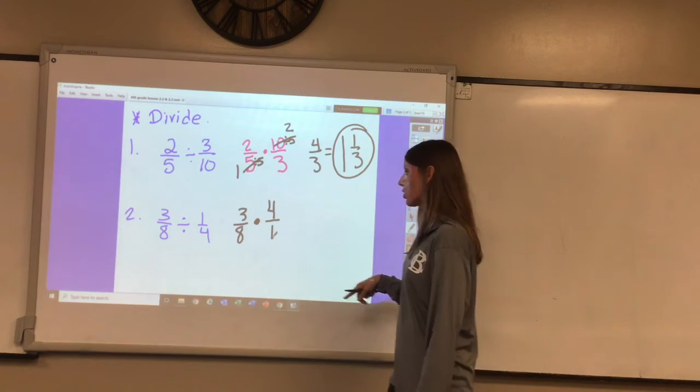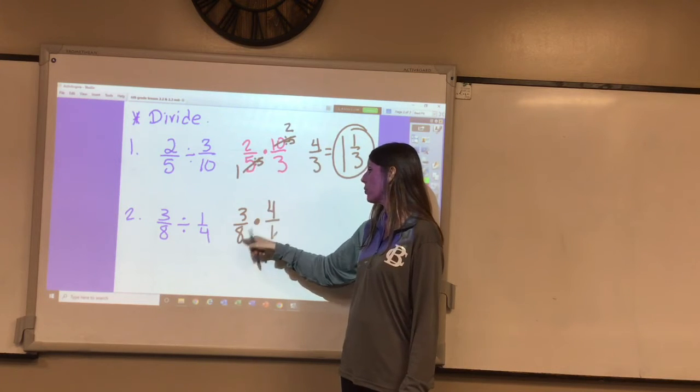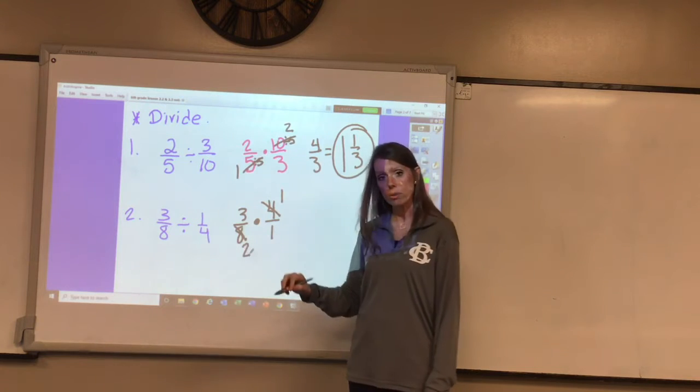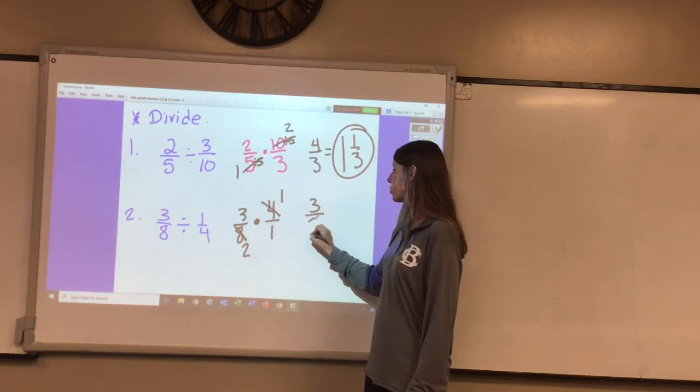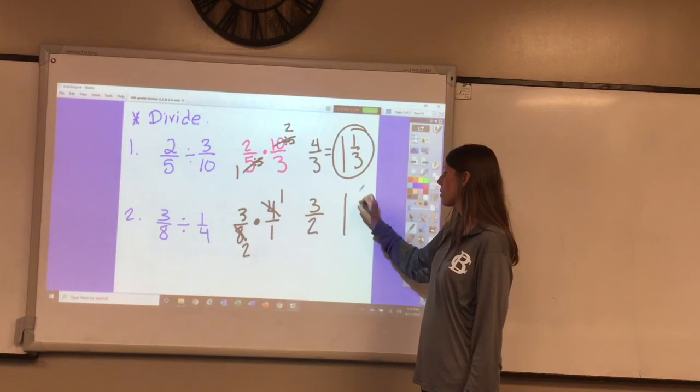All right, now I'm ready to cross reduce. So there's nothing I can do when there's a 1, but I can divide both of these by 4. So 4 divided by 4 is 1. 8 divided by 4 is 2. Now I'm ready. 3 times 1 is 3. 2 times 1 is 2. But the top's bigger than the bottom, so I say 2 can go into 3 1 time with 1 left over.